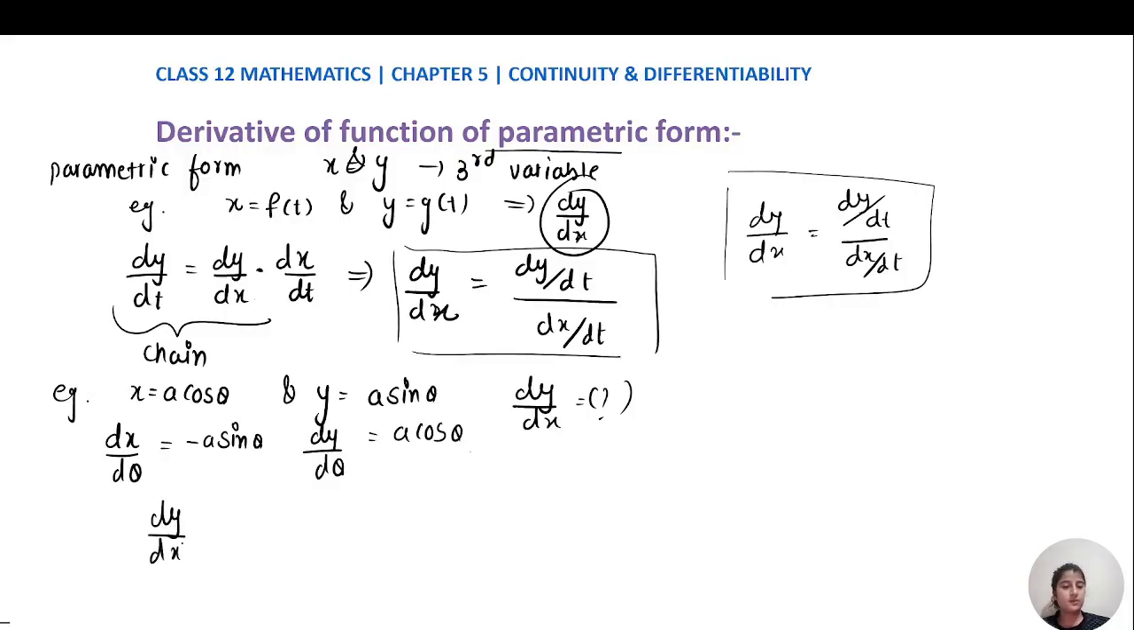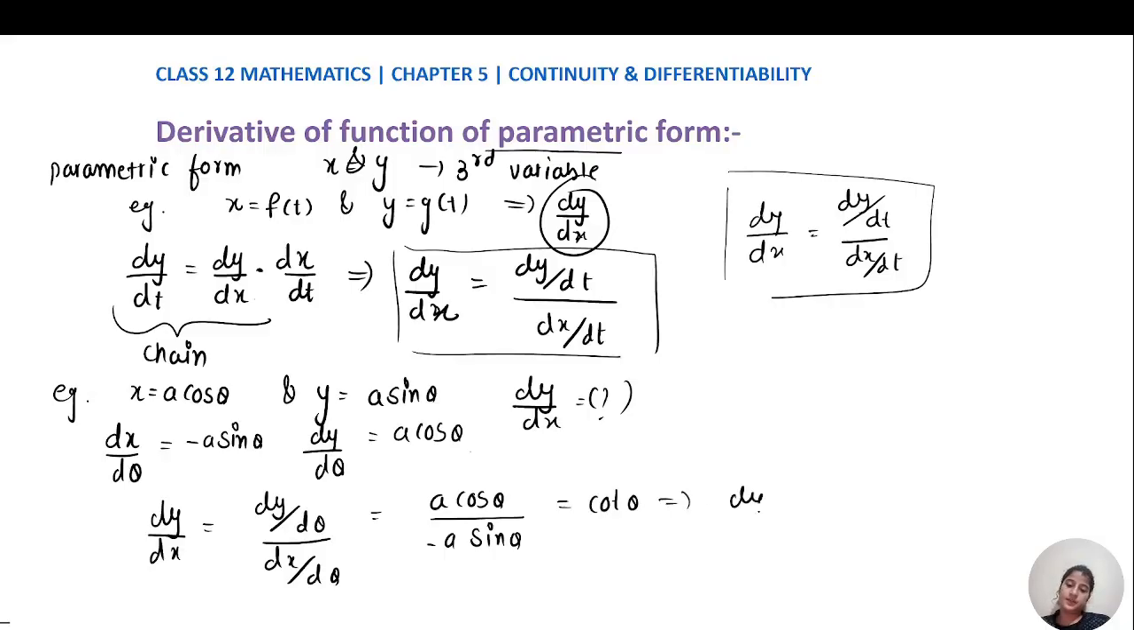Now what will be our dy by dx? Just put in this formula. This will be dy by d theta divided by dx by d theta. So this will be a cos theta divided by minus a sin theta. This is nothing but minus cot theta. So our dy by dx will be minus cot theta. Now we have also found the derivative of the parametric form.